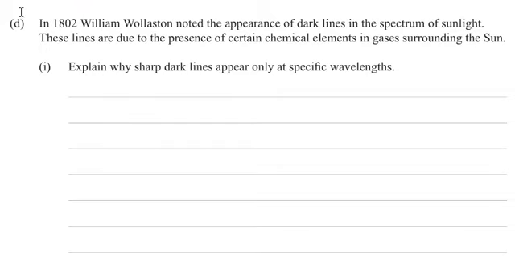Now let's look at this question D from paper 2012. In 1802, William Wollaston noted the appearance of dark lines in the spectrum of sunlight. These lines are due to the presence of certain chemical elements in the gases surrounding the sun. Explain why sharp dark lines appear only at specific wavelengths.